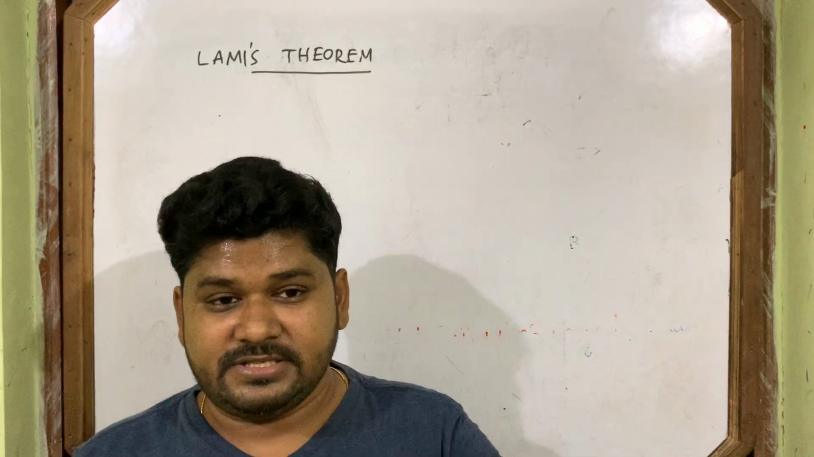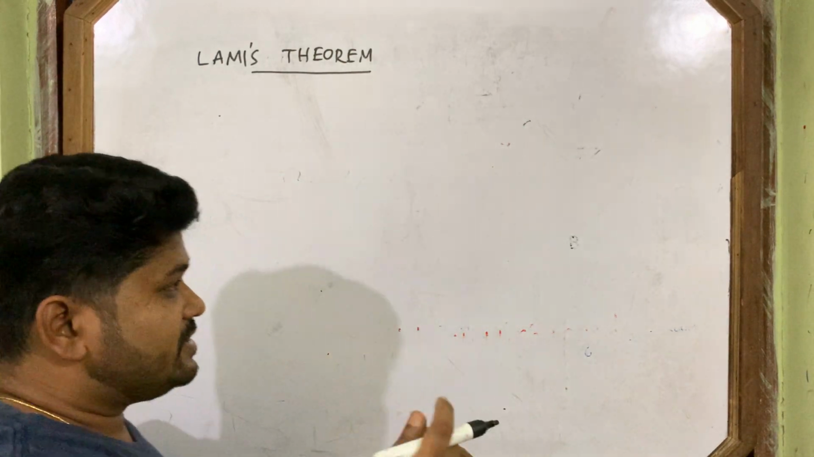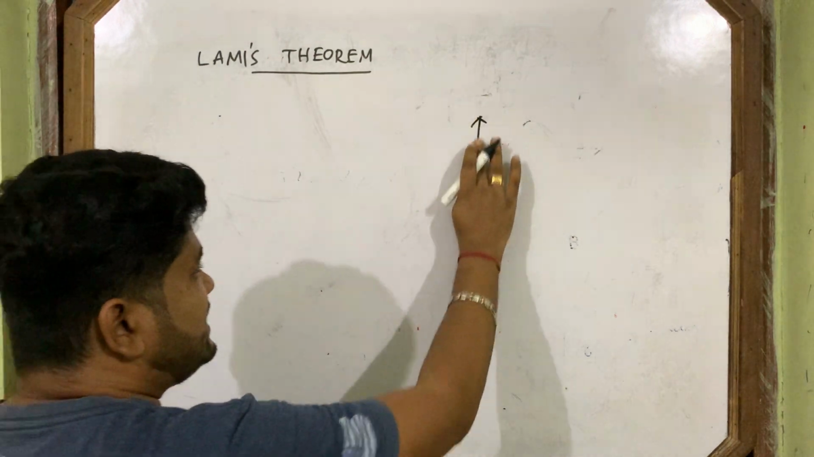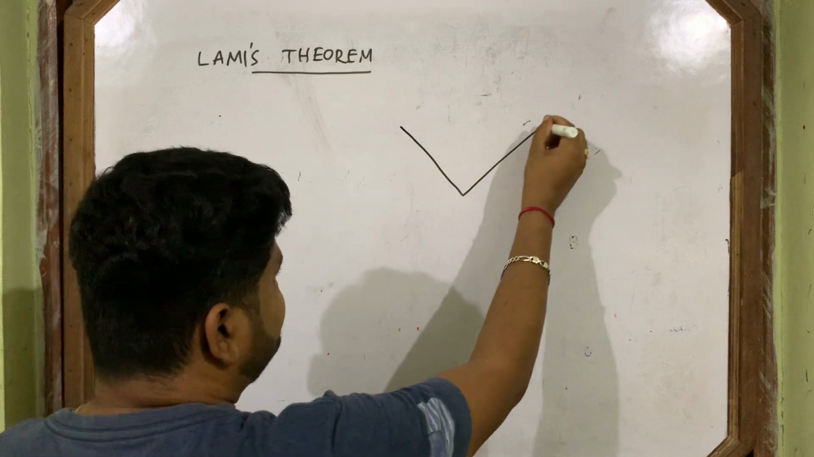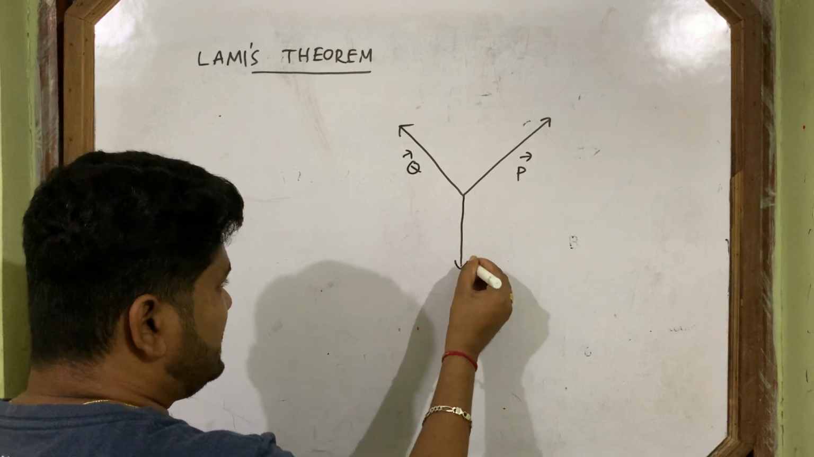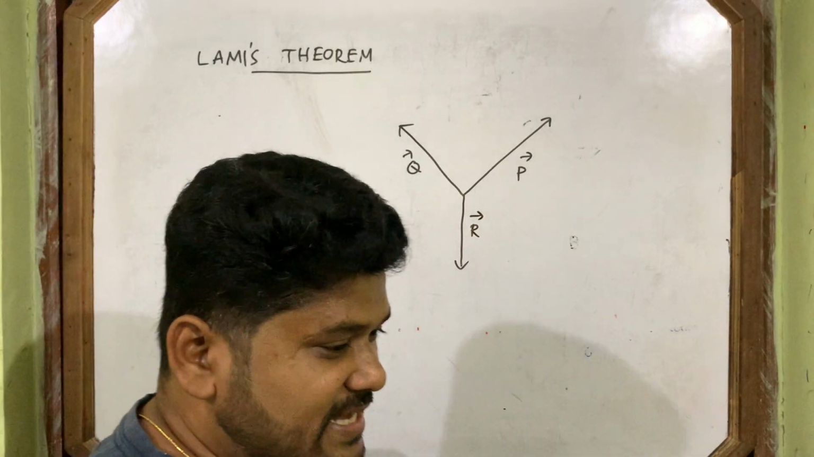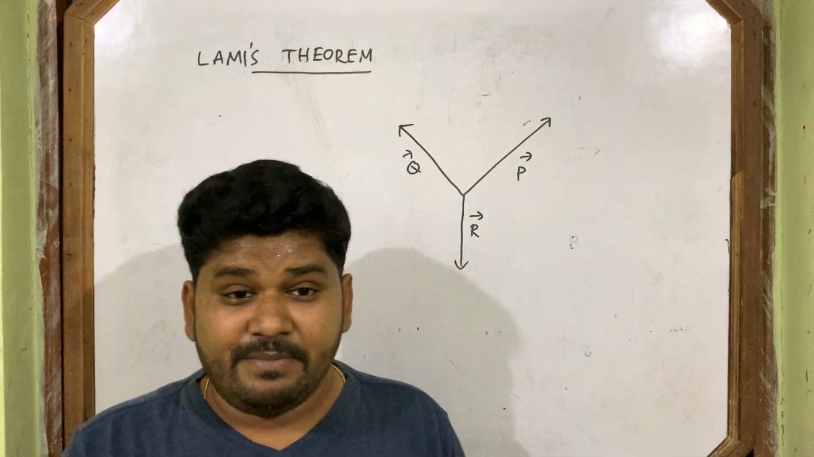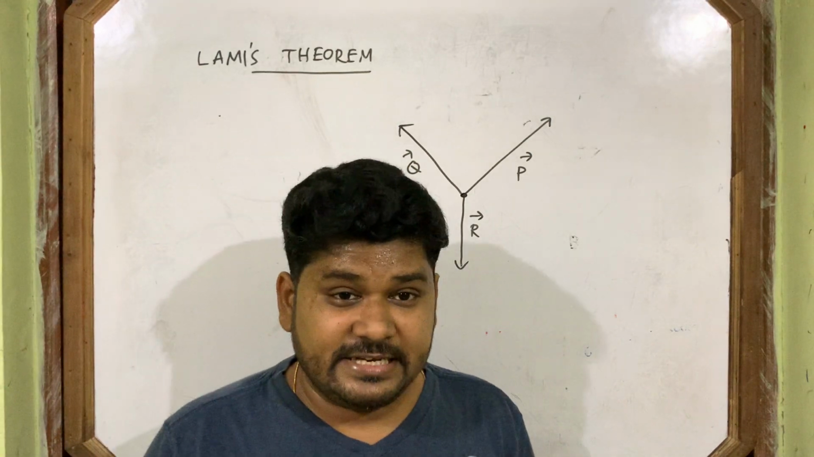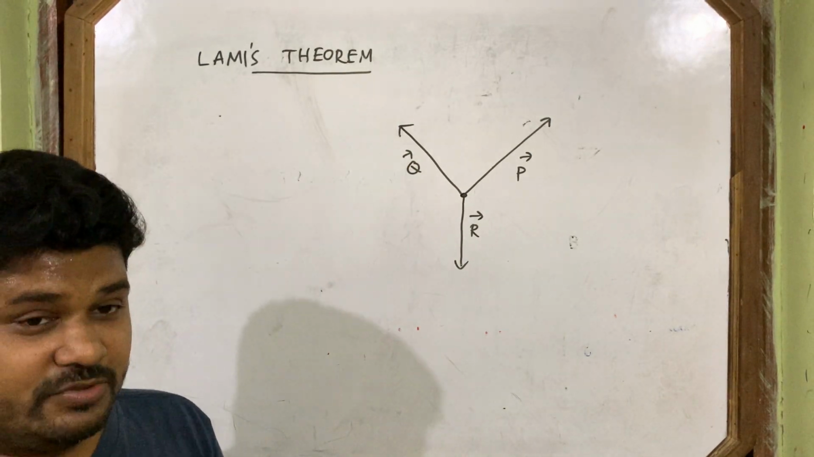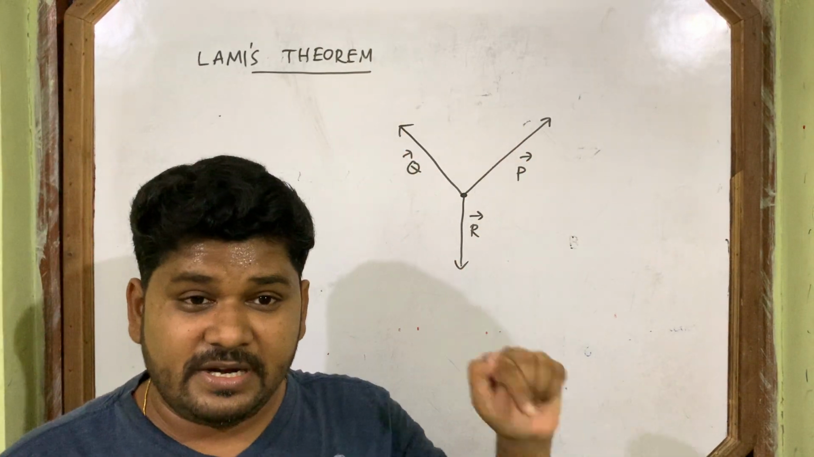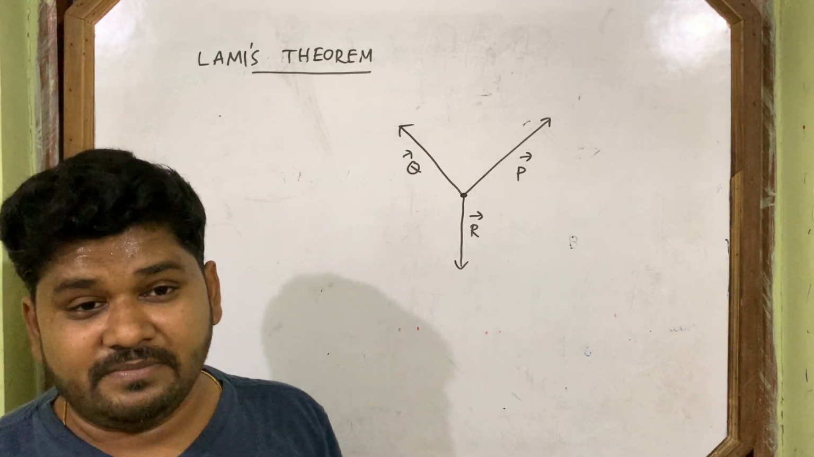Suppose three forces, which I am writing as P, Q and R, act on a body simultaneously, acting on a point, but the point is in equilibrium. I am telling the statement of Lami's theorem. Three forces act on a point simultaneously, but the point is in equilibrium.